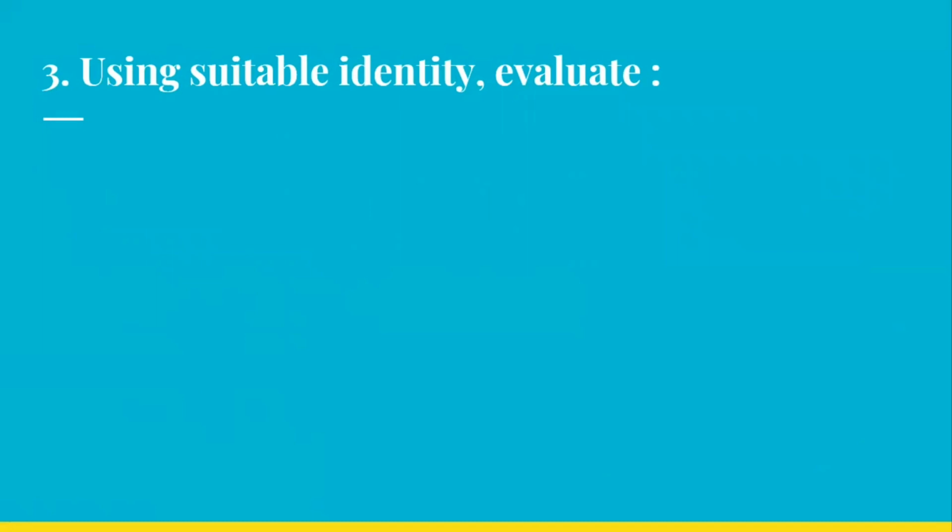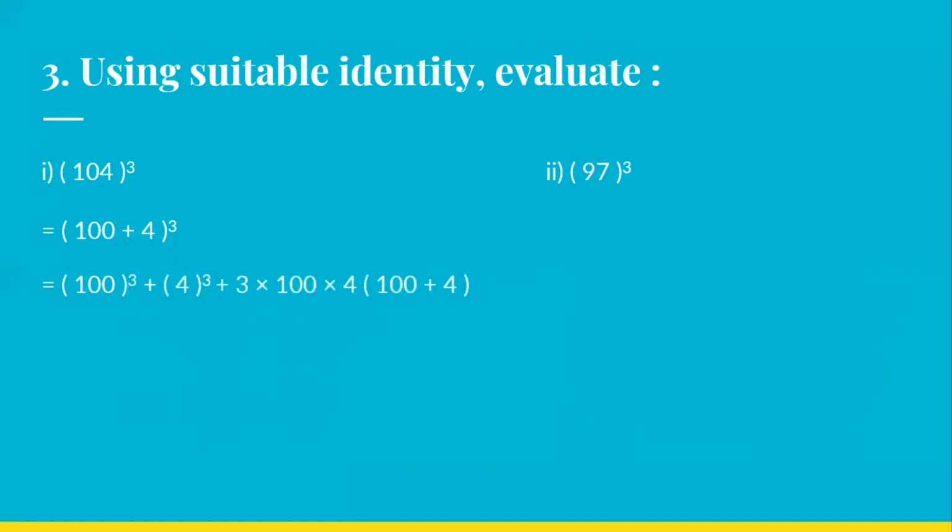So first we start with 104 cube, which we write as 100 plus 4 the whole cube. We have the identity a plus b the whole cube is a cube plus b cube plus 3ab in bracket a plus b. Okay, so remember the identity, we have already done this in the previous exercise again. So 100 cube is going to be 1 million plus 4 cube is 64, 3 4s are 12, so 1200 multiplied by 100 plus 4 is 104.